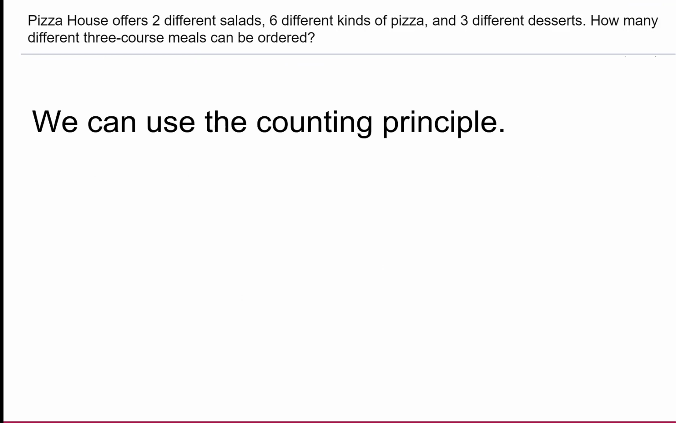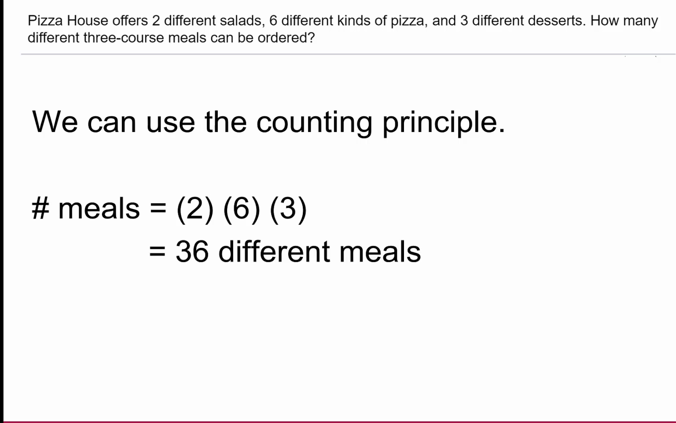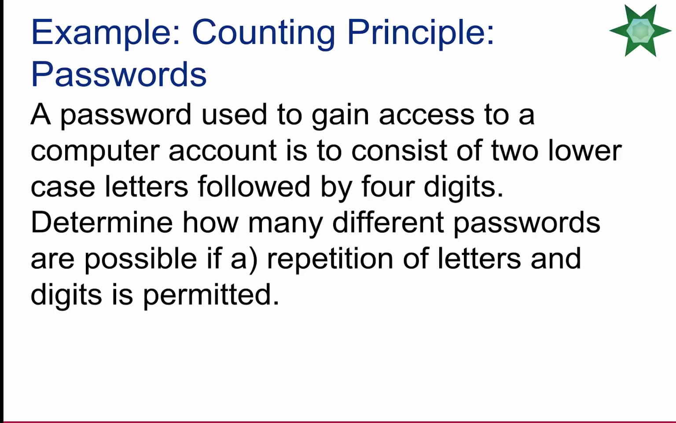So Pizza House has 2 different salads, 6 different pizzas, and 3 different desserts. How many different 3-course meals can be ordered? We can use the counting principle. So the number of meals is simply salads times pizza times desserts, 36 different meals.